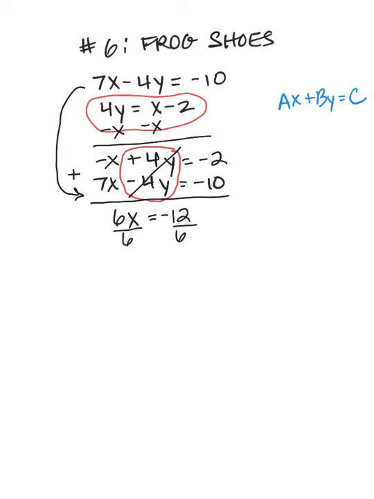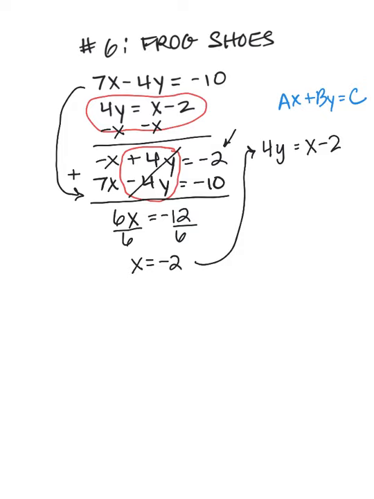Divide both sides by 6, and we have x is negative 2. We need to go back and figure out y. Why? Because that's the solution. So let's take, let's do this equation. It doesn't matter which one we use. I could use the first one with the 7x. I could use this one that I'm using, or I could even use the one that we changed. You can use any of these.